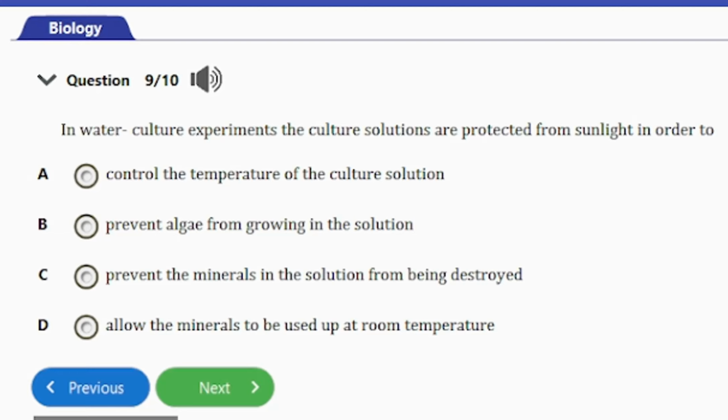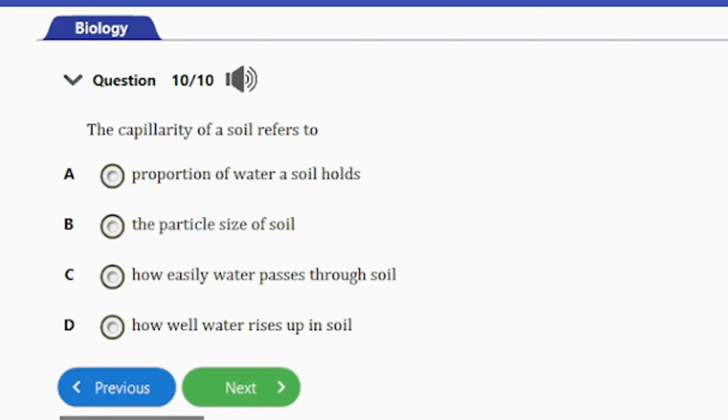Question number 9, it says, in water culture experiments, the culture solutions are protected from sunlight in order to A, control the temperature of the culture solution, B, prevent algae from growing in the solution, C, prevent the minerals in the solution from being destroyed, D, allow the minerals to be used up at room temperature. The answer to this question is option B, and that's to prevent algae from growing in the solution. So finally, let's consider the last question here.